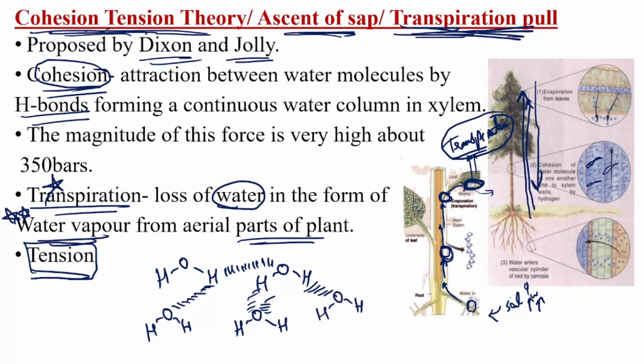And this causes the movement of water from the soil to the roots. So there is tension developed in the leaves that causes the pulling. This tension is developed due to transpiration. Clear?